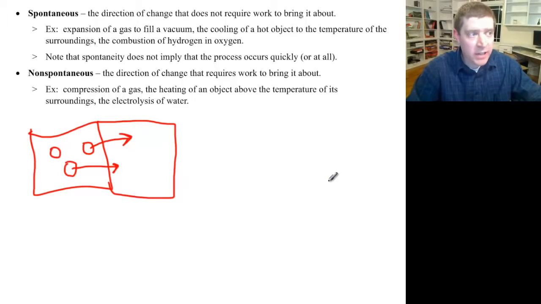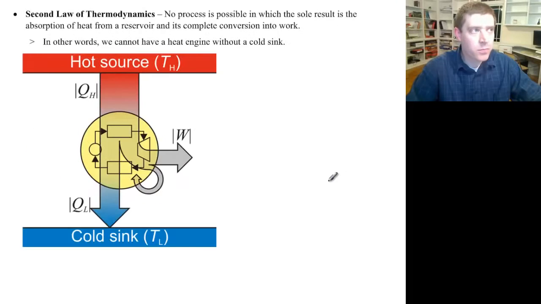So this is something like the compression of a gas, or the heating of an object above the temperature of its surroundings. We have to put in energy to get that to happen. Another is the electrolysis of water to split the hydrogen and oxygen back apart again after we've burned it. We need to put in energy, right? So in a spontaneous process, you don't always get energy out, but in a non-spontaneous process, you always have to put energy in to get that process to happen. Now, you don't necessarily have to be putting energy into the system, but you have to be using up energy somewhere, either in the system or the surroundings, to get that to happen.